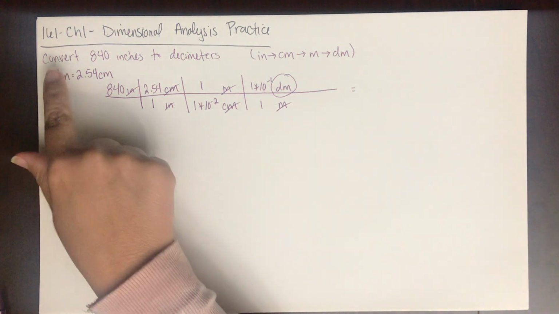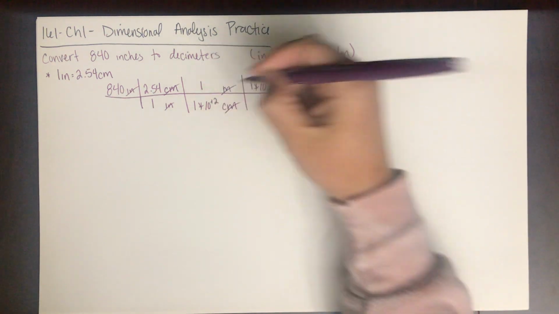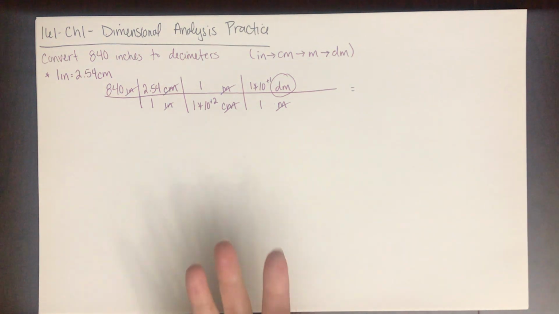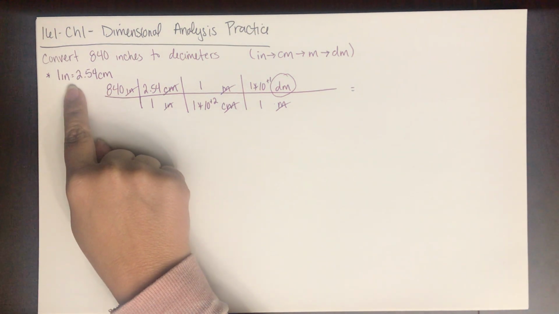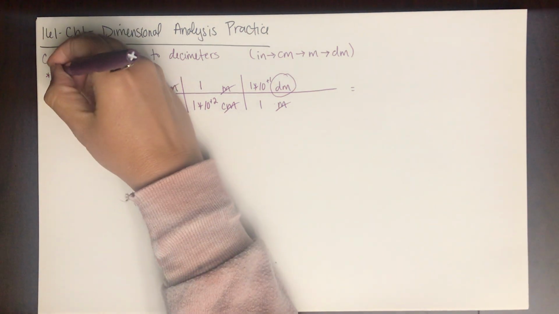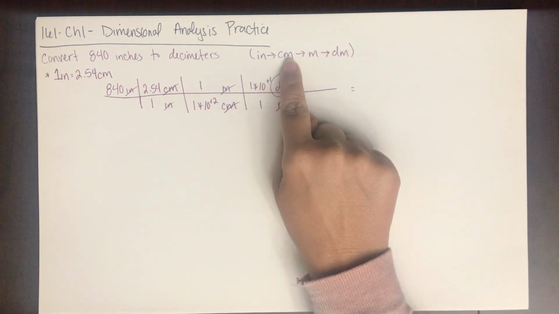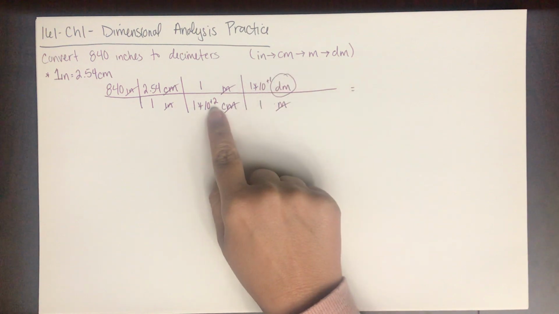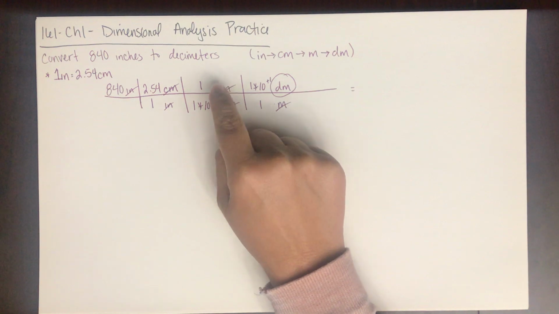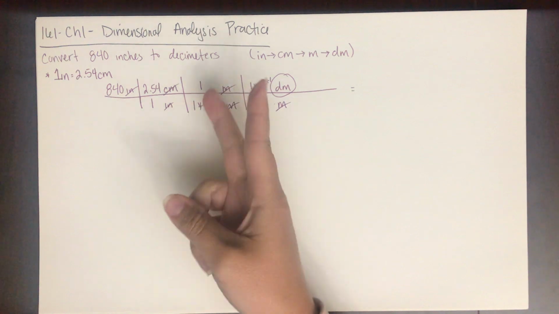So let's say we're going to convert 840 inches to decimeters. These are positive numbers. I would tell you in this situation, or you would be given a table with conversion factors, that 1 inch is 2.54 centimeters. You would know that the conversion factor for centimeters to meters is that there are 1 times 10 to the second centimeters in a meter, or you could have said 1 times 10 to the negative 2 meters is 1 centimeter. Either way will work.